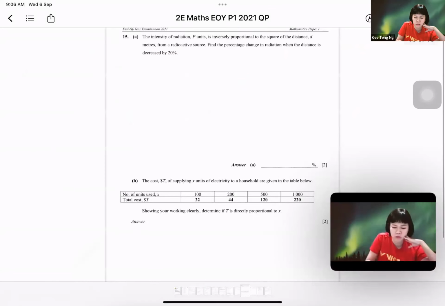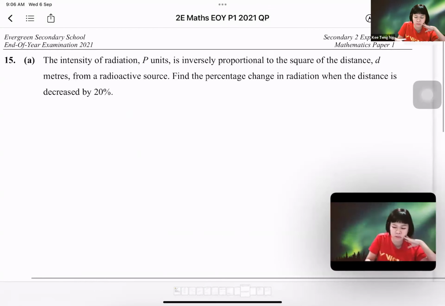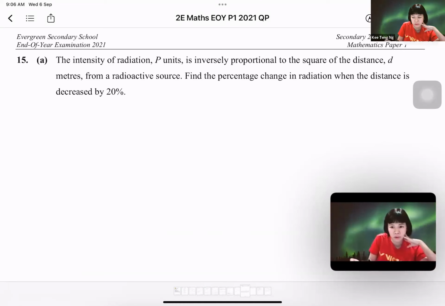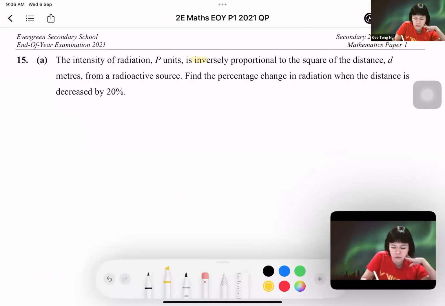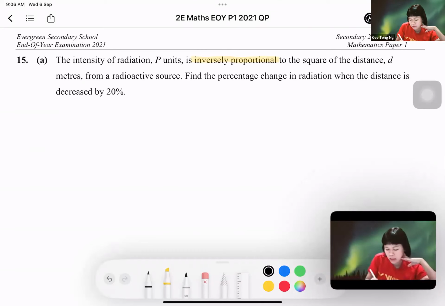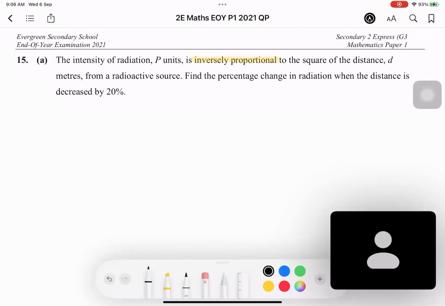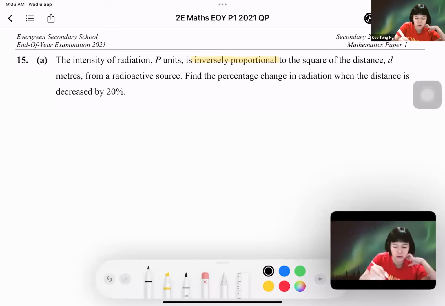Okay, this question over here. This one I really need to explain a little bit more because I scared some of you have forgotten already. So the intensity of a radiation P units is inversely proportional. So what is inversely proportional? K times or K divide? K divide. Yes, thank you. So this is P, correct, divide.